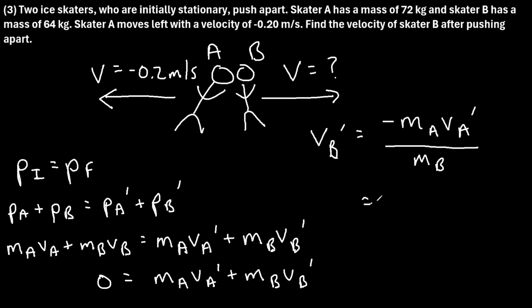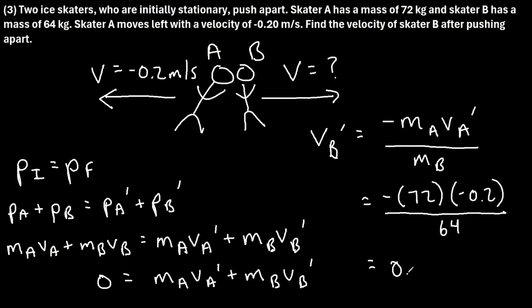So let's see what we get. We have negative the mass of skater A, we're told is 72 kilograms, times the final velocity of skater A, that's negative 0.2, divided by the mass of skater B, which we're told is 64 kilograms. So if you punch this into a calculator, this comes out to about 0.225, and we're talking about velocity, so we'll say meters per second. So that will be the final velocity of skater B.